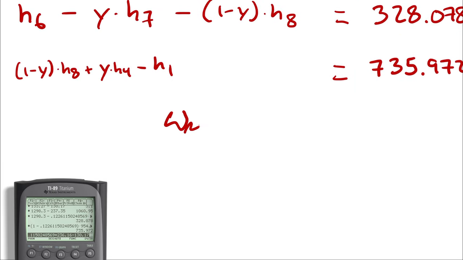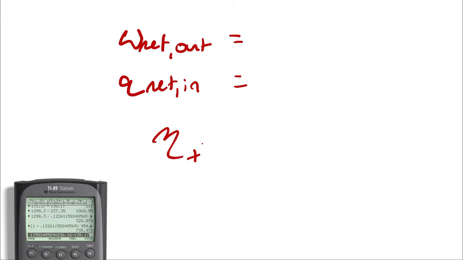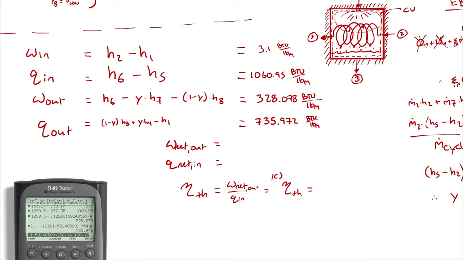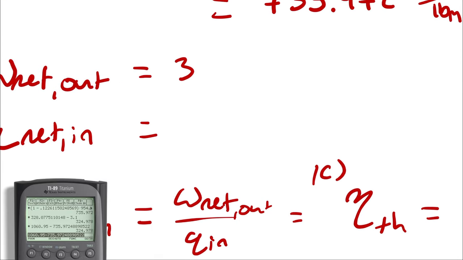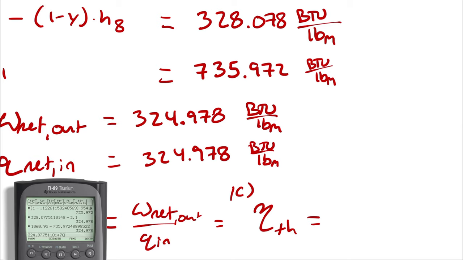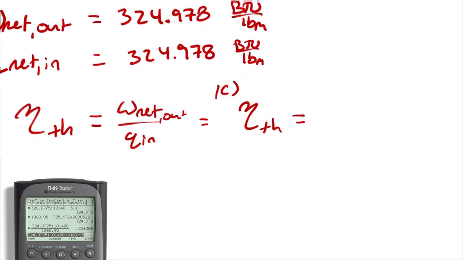And then from those quantities, I can determine a net work out, a net heat transfer in, and a thermal efficiency. So 328 and change minus 3 and change yields 324.978, and then Q in minus Q out is the same number, which indicates that we built those equations correctly. And then we take that number and we divide by Q in to yield a thermal efficiency of 30.6%.